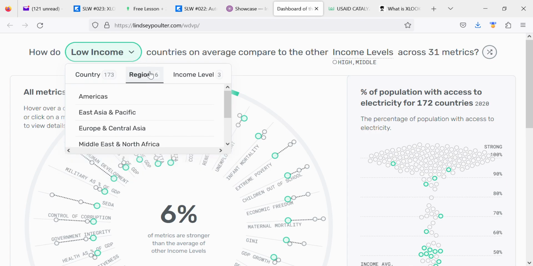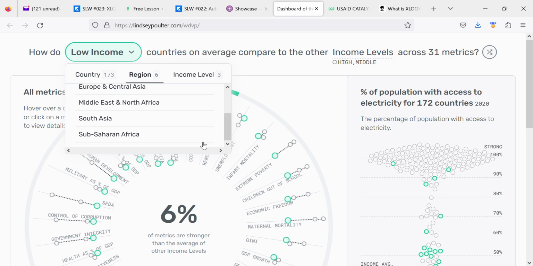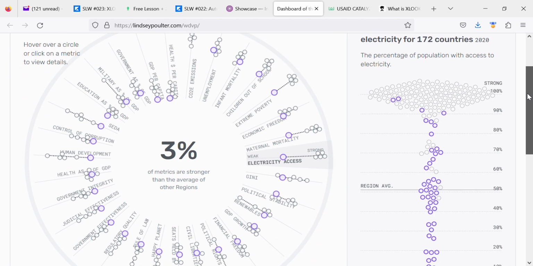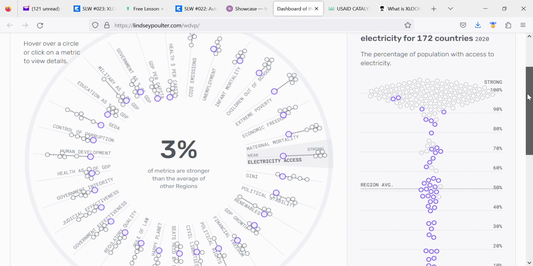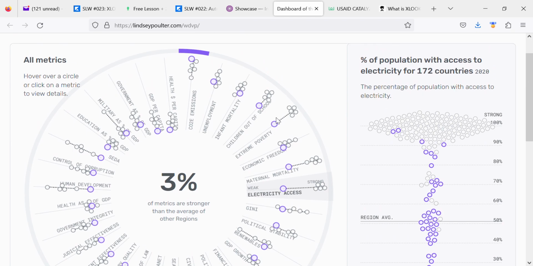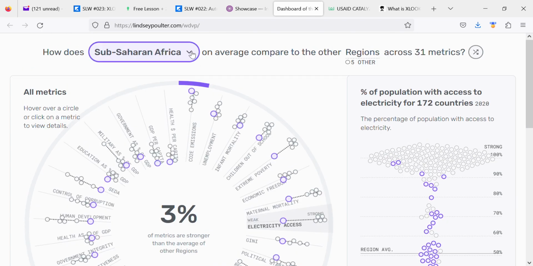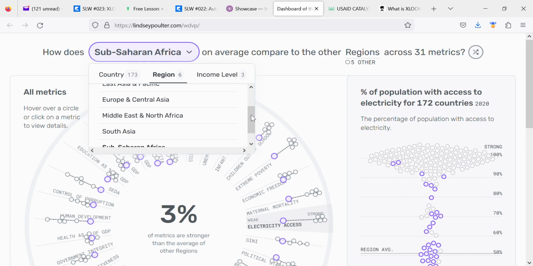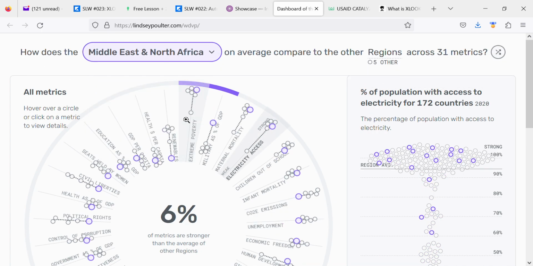Let's see by region before that. Let's see Sub-Saharan Africa. For Sub-Saharan Africa, on average compared to other regions across 31 metrics, only 3% of metrics are stronger than the average of other regions. That is in the area of carbon dioxide emissions. Let's see another region, for example Middle East and North Africa. For the Middle East, 6% of the metrics are stronger than the average of other regions.